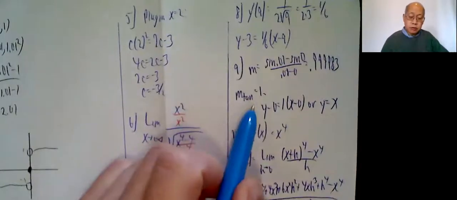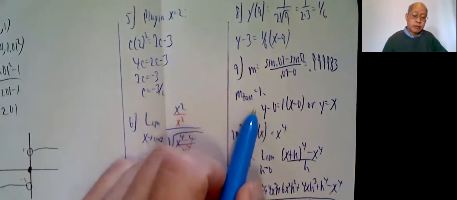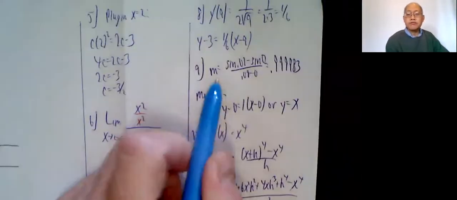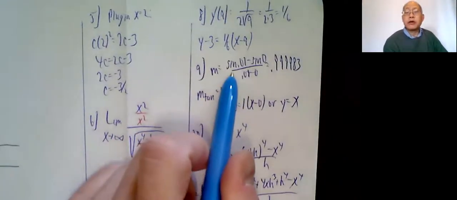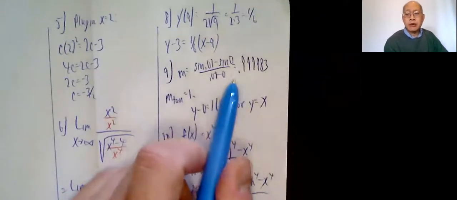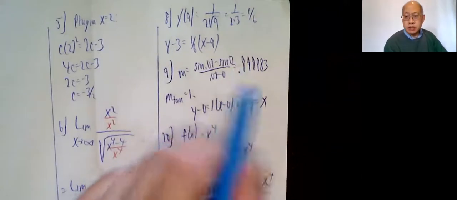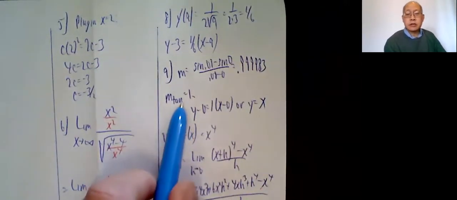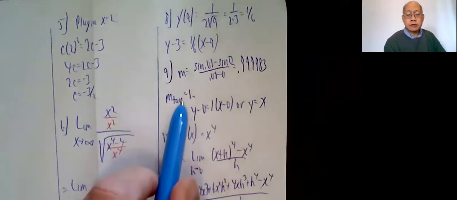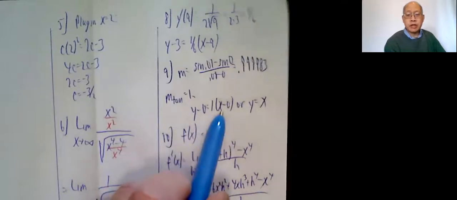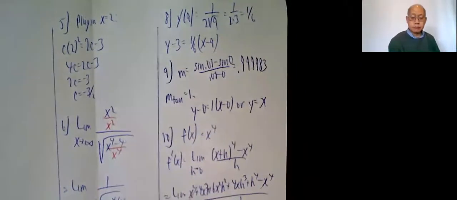Number 9. Find the slope of the secant line joining the point (0, f(0)) and the point (0.01, f(0.01)). So sine of 0.01 minus sine of 0, divided by 0.01 minus 0, comes out to be 0.999983. That looks very close to 1. So our approximation to the tangent is for the slope to be 1. You use the origin: y minus 0 equals 1 times x minus 0, or just y equals x.